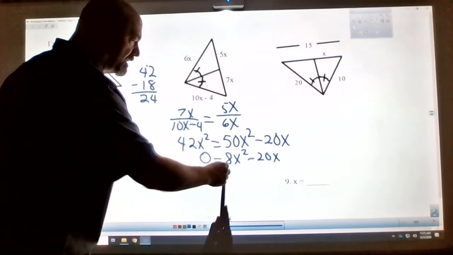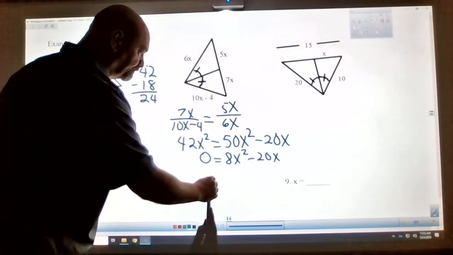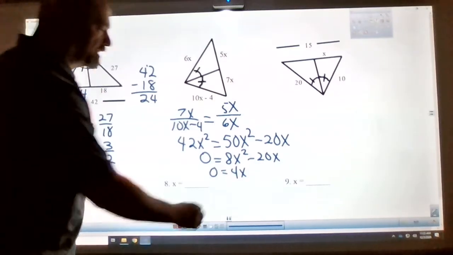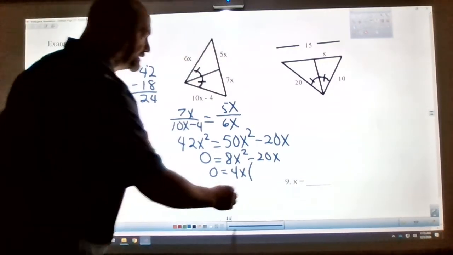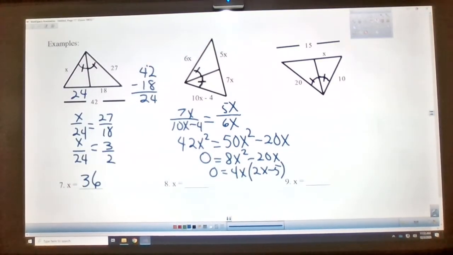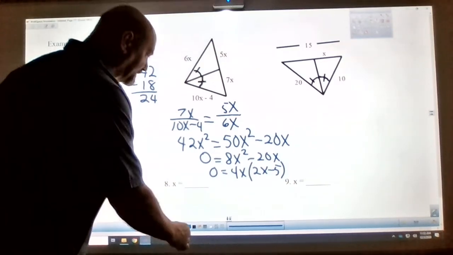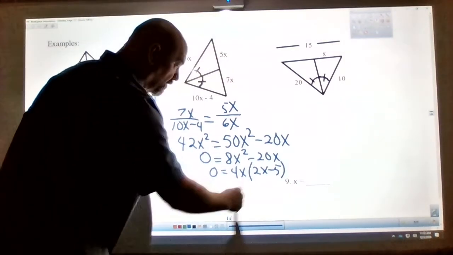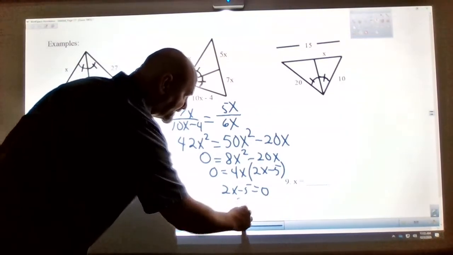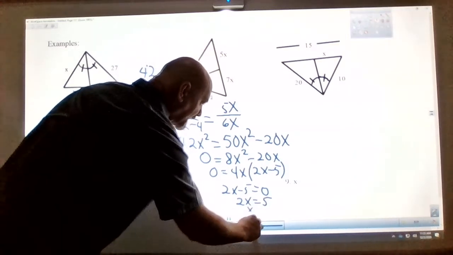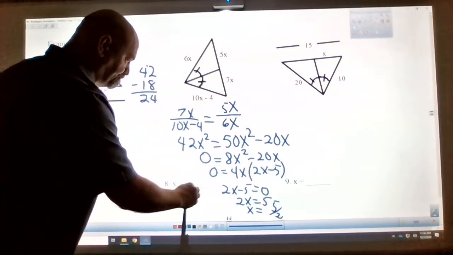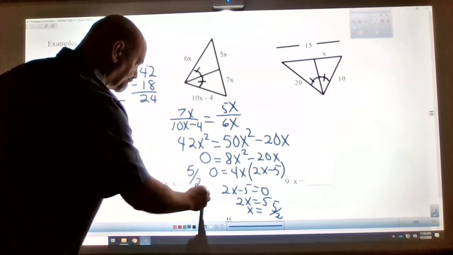Factor out 4x times 2x minus 5. Okay. So either 4x equals 0, which means x equals 0, which we know it doesn't, or 2x minus 5 equals 0. And we would say that 2x equals 5 and x equals 5 over 2. Okay.